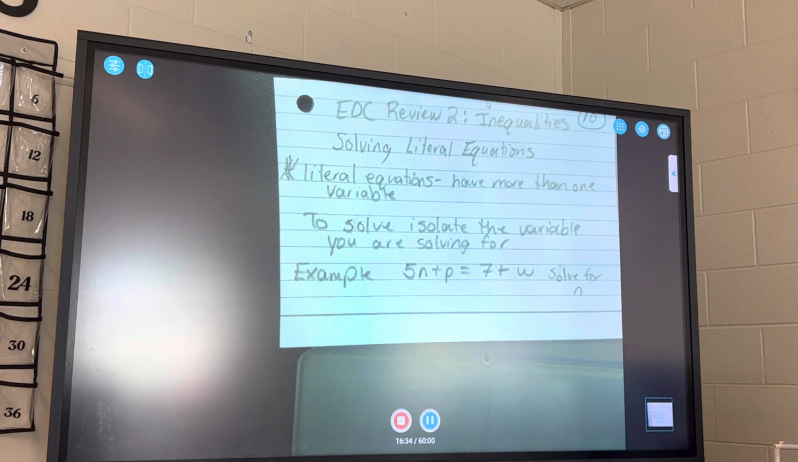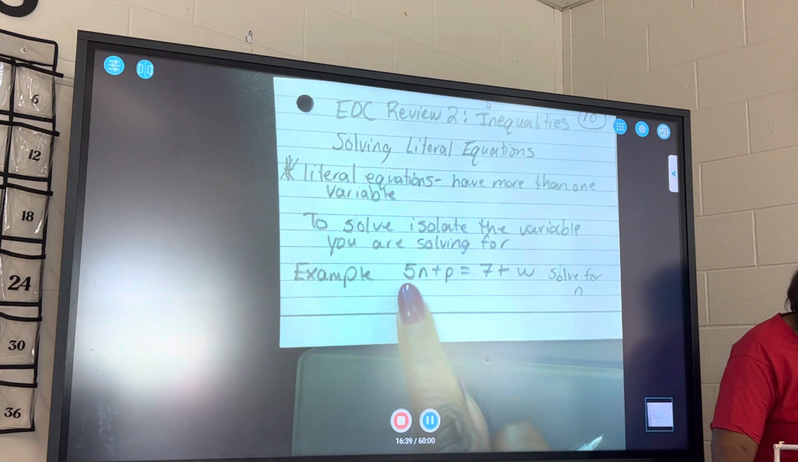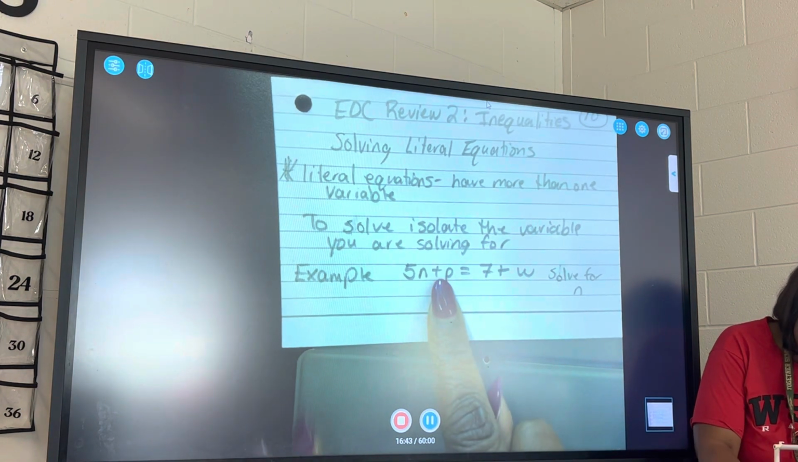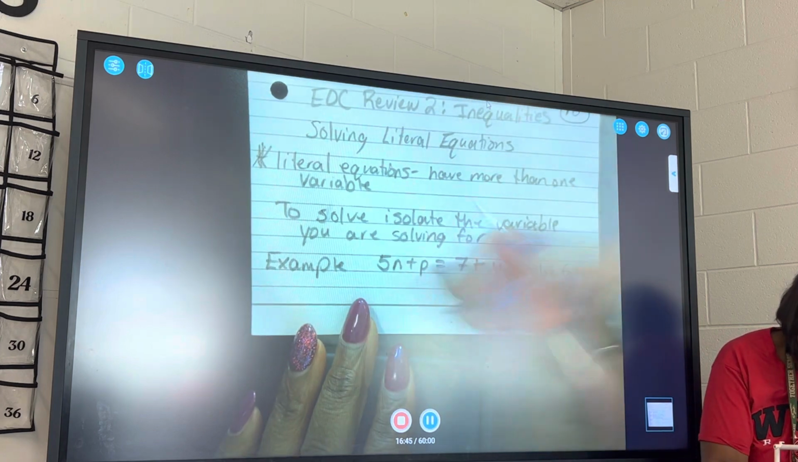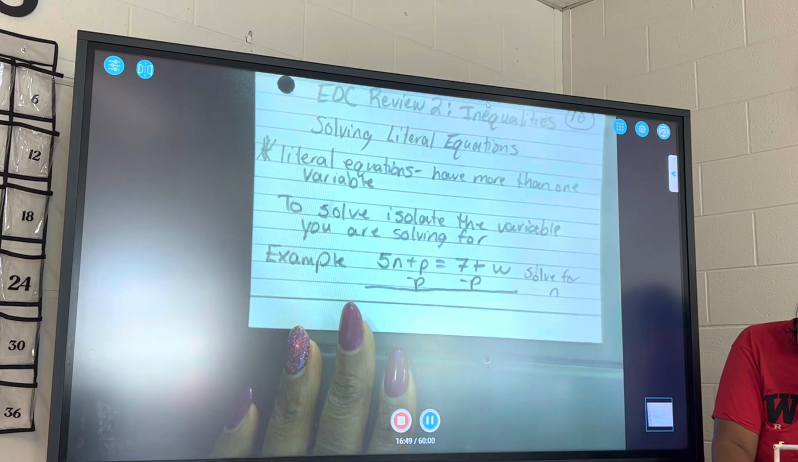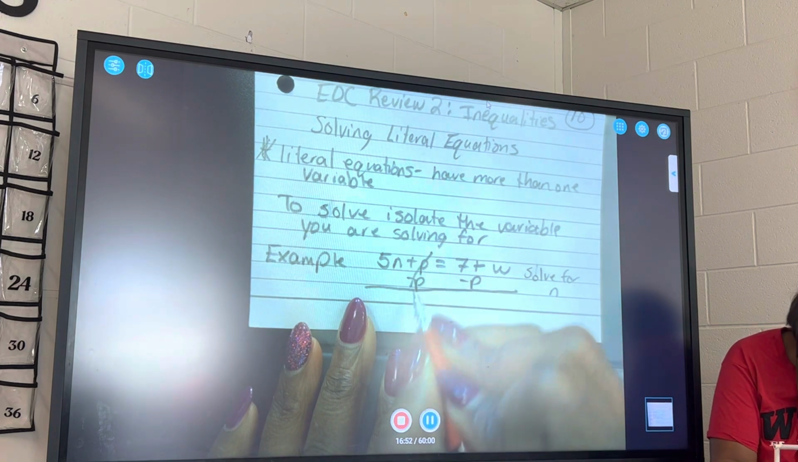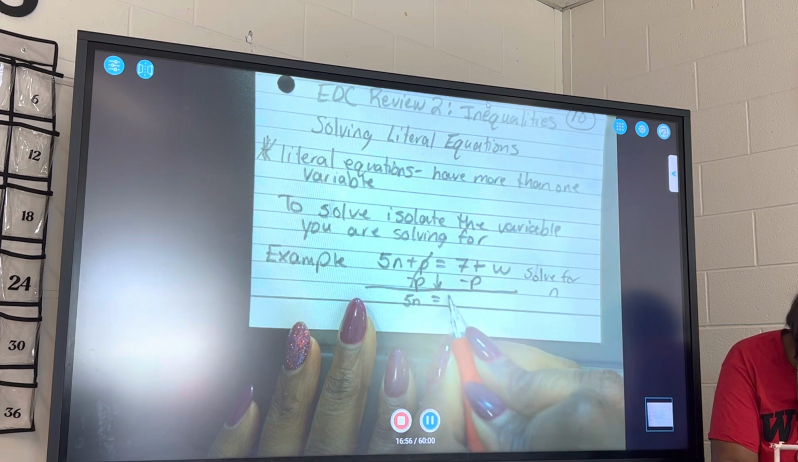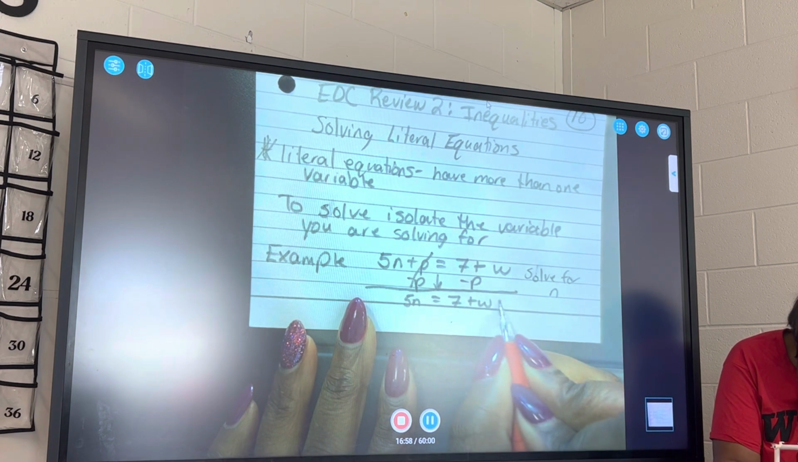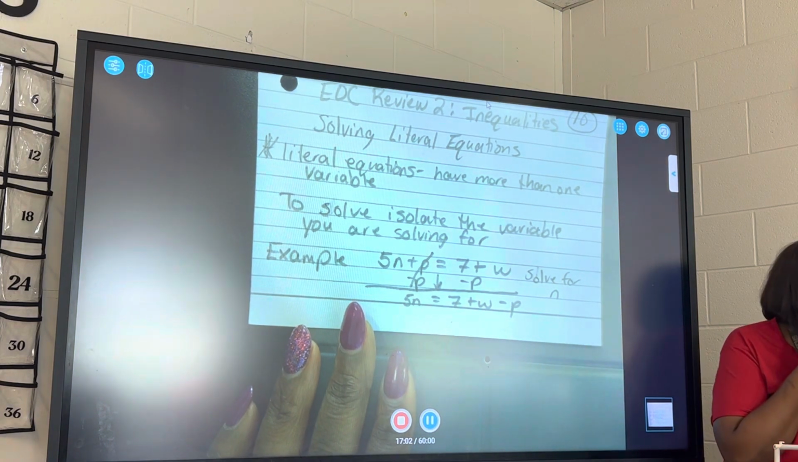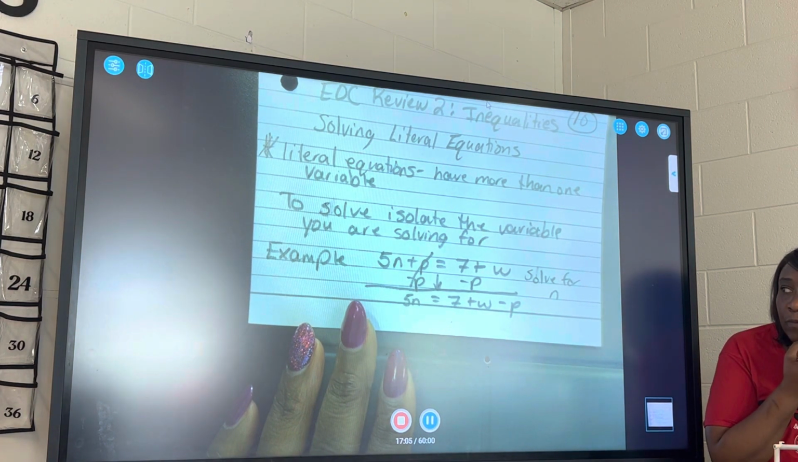What you're going to get rid of first, look at the side that has N on it. Are you going to get rid of the 5 or the P first? The P. How do you get rid of a positive P? Minus P on both sides. When you minus P on both sides, on this side you're left with 5N. On this side you have all of it: 7 plus W minus P. Why? Because none of those are like terms. You can't add them if they're not like terms.